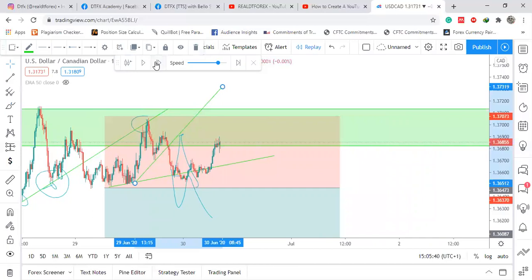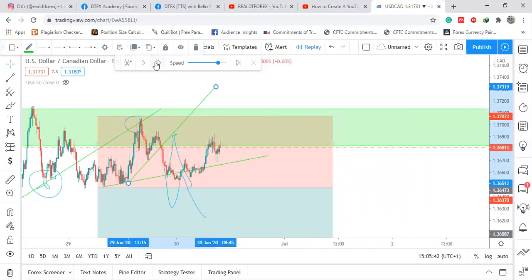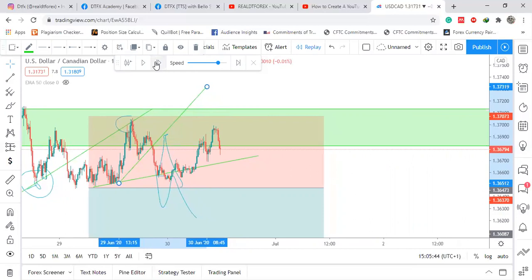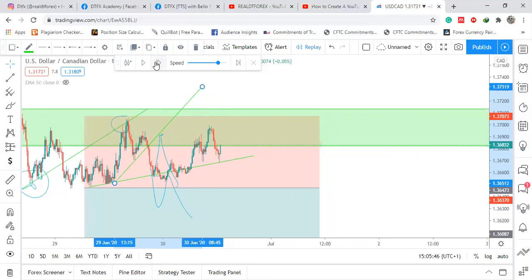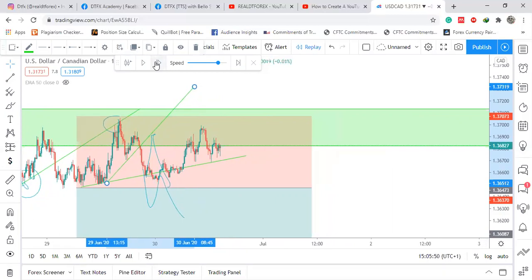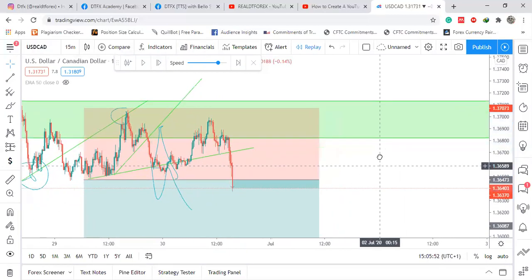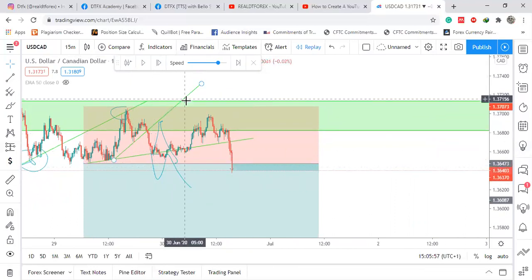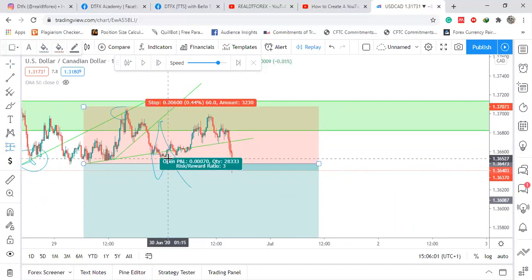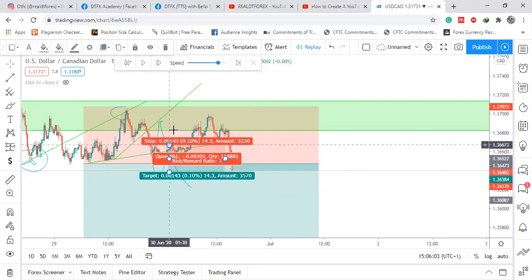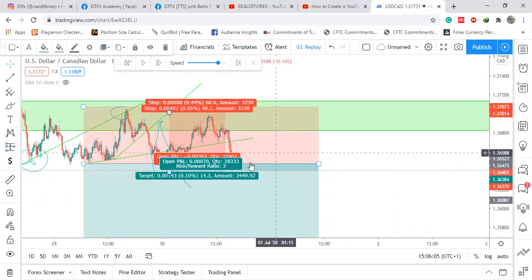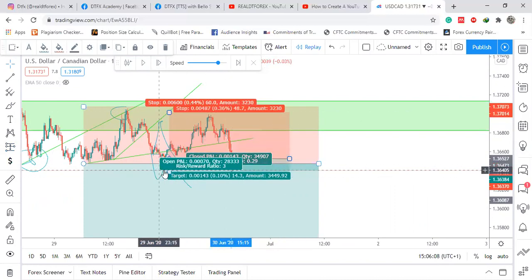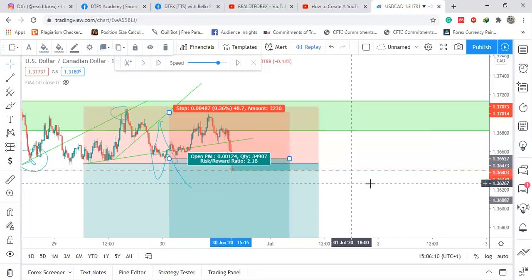Let me see how it goes. Yeah, I can decide to take this trade. I can decide to take this trade here, since it is a zone. So I can put a sell stop here too, the same way, and I'll put my stop loss above here. All right, and target down another trade.